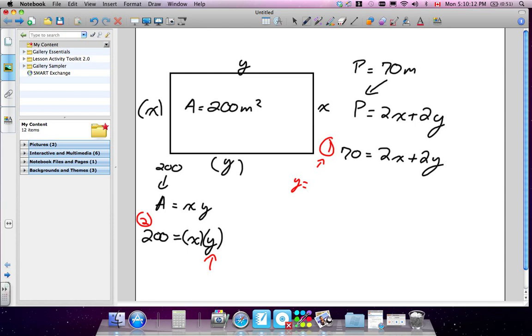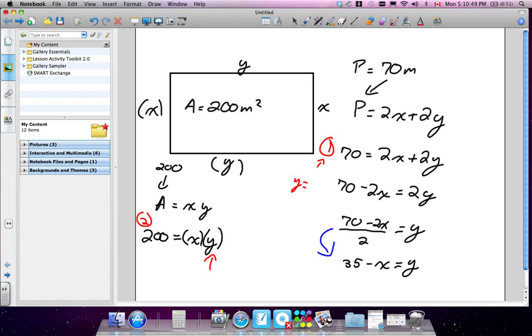So in order to do this, I bring 2x to this side, so I've got 70 minus 2x equals 2y, and then I divide everything by 2. So I have 70 minus 2x divided by 2 is equal to y. And I can simplify that too. This is actually 35 minus x equals y. Does that make sense? You know how I got from this step to this step? Okay, good. So y is equal to 35 minus x.